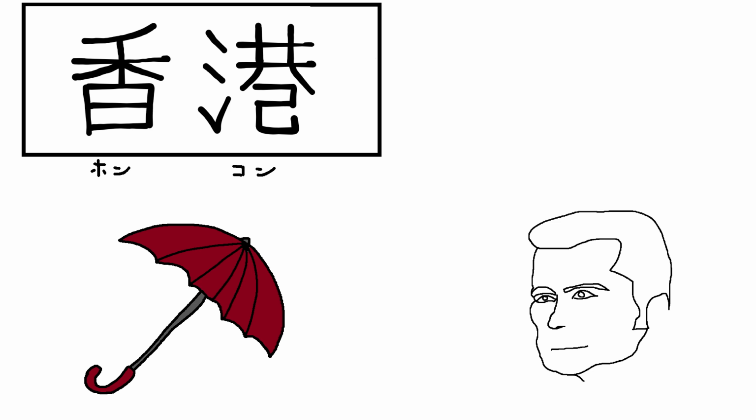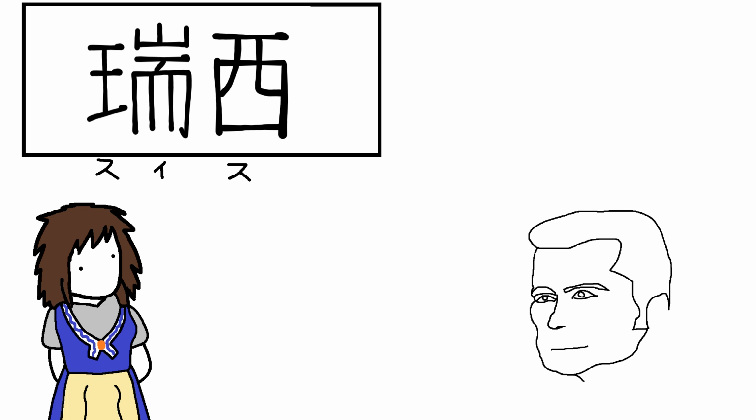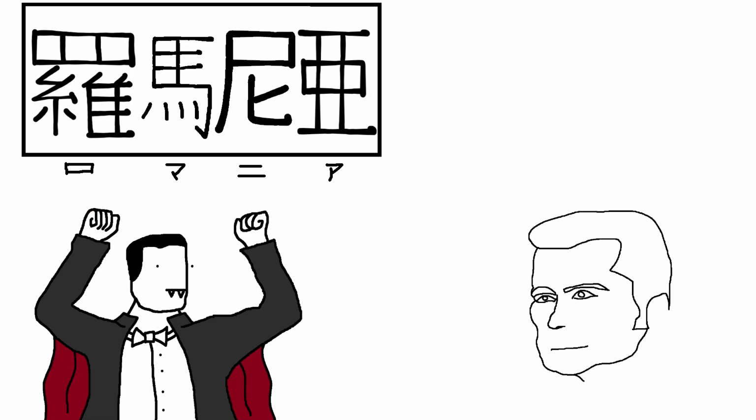Hong Kong is written like this. Good smelling harbor. Switzerland is written like this. It's called Suisse after the Swiss word for Swiss, Switzer. Romania is written like this. I don't really have a comment, so now's a good time to tell you guys to subscribe.